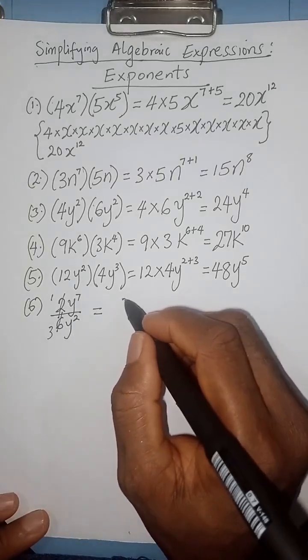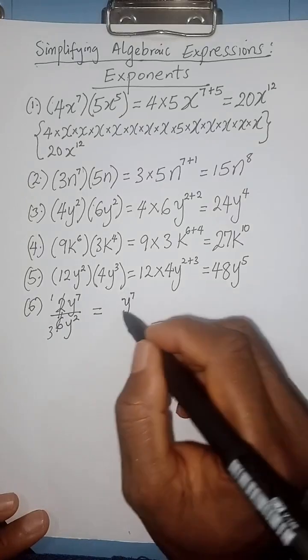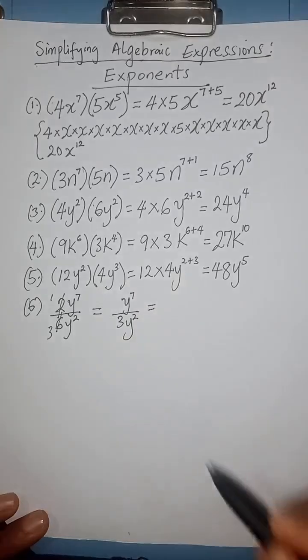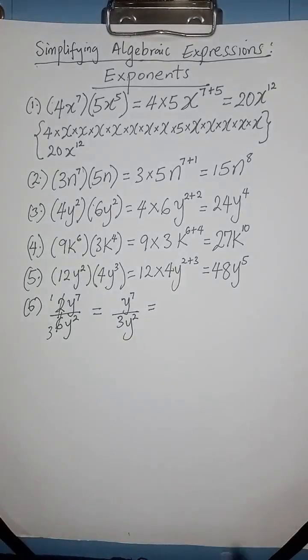But I'm not going to write a 1, so I'll simply write y raised to power 7 over 3y raised to power 2. Now, again, the concept of y raised to power 7 is y times y times y 7 times, divide 3y squared, which is y times y. So when you cancel out, y to the 5 will be left at the numerator. So it will be y raised to power 5 over 3.